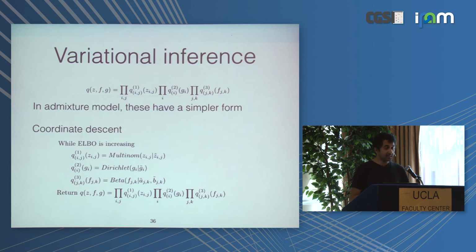It turns out that in this case, in the admixture model case, things are even simpler. Although we have made no assumptions about what these distributions are, they actually turn out to have simple and analytic expressions. So the class they belong to will be either multinomial, Dirichlet, or beta, because that's the conjugate distribution in this model. And so essentially what you're going to be doing is in every iteration, you're going to be updating the parameters of each of these distributions.